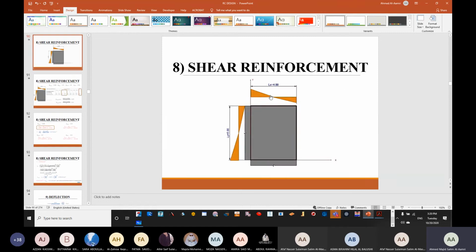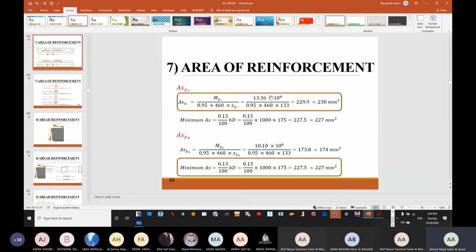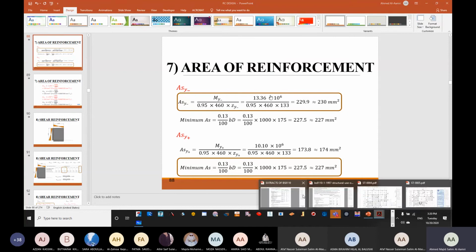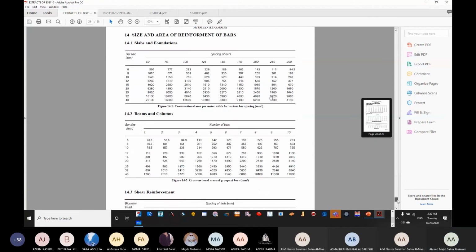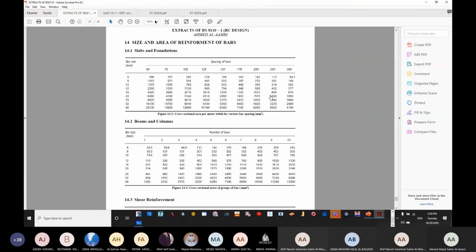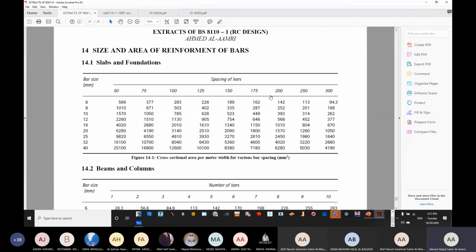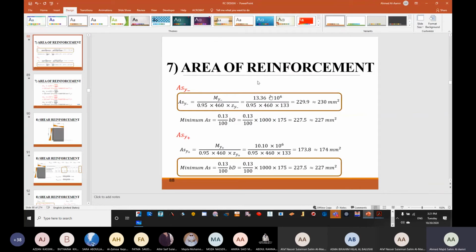Now we have finished calculating the area of reinforcement. These are the required reinforcement. Later on, we need to get the provided reinforcement from the extracts here. These are the tables. So for example, now we have got As,y negative as 230 mm. Okay, 230 mm.